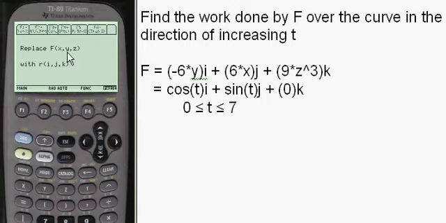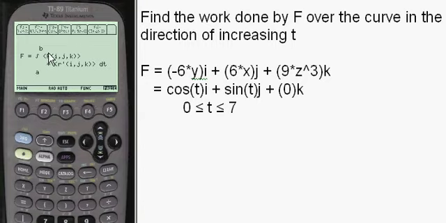We replace the f of x, y, z with the r of i, j, and k. Okay, I'm going to show you how to do that. That turns out to be minus 6 sine of t, right? This is the y. We replace the y here, so it becomes minus 6 sine of t. Here's the x. Replace the x here with 6 times cosine of t, and 0 for z, which makes it 0. Okay, so we've done that.